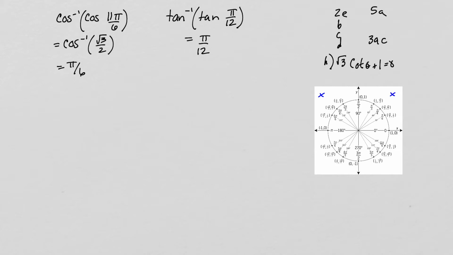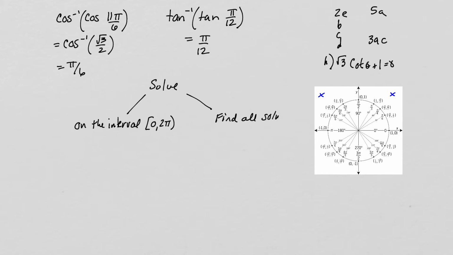You're either going to see instructions for solving equations. You're either going to see solve, and it's going to say on the interval 0 to 2 pi, or it's going to say something like find all the solutions, and there's no interval given. Right? No interval given. So I want to make this clear at the beginning. When you're asked to find problems on the interval from 0 to 2 pi, this is when you are giving answers from the unit circle.